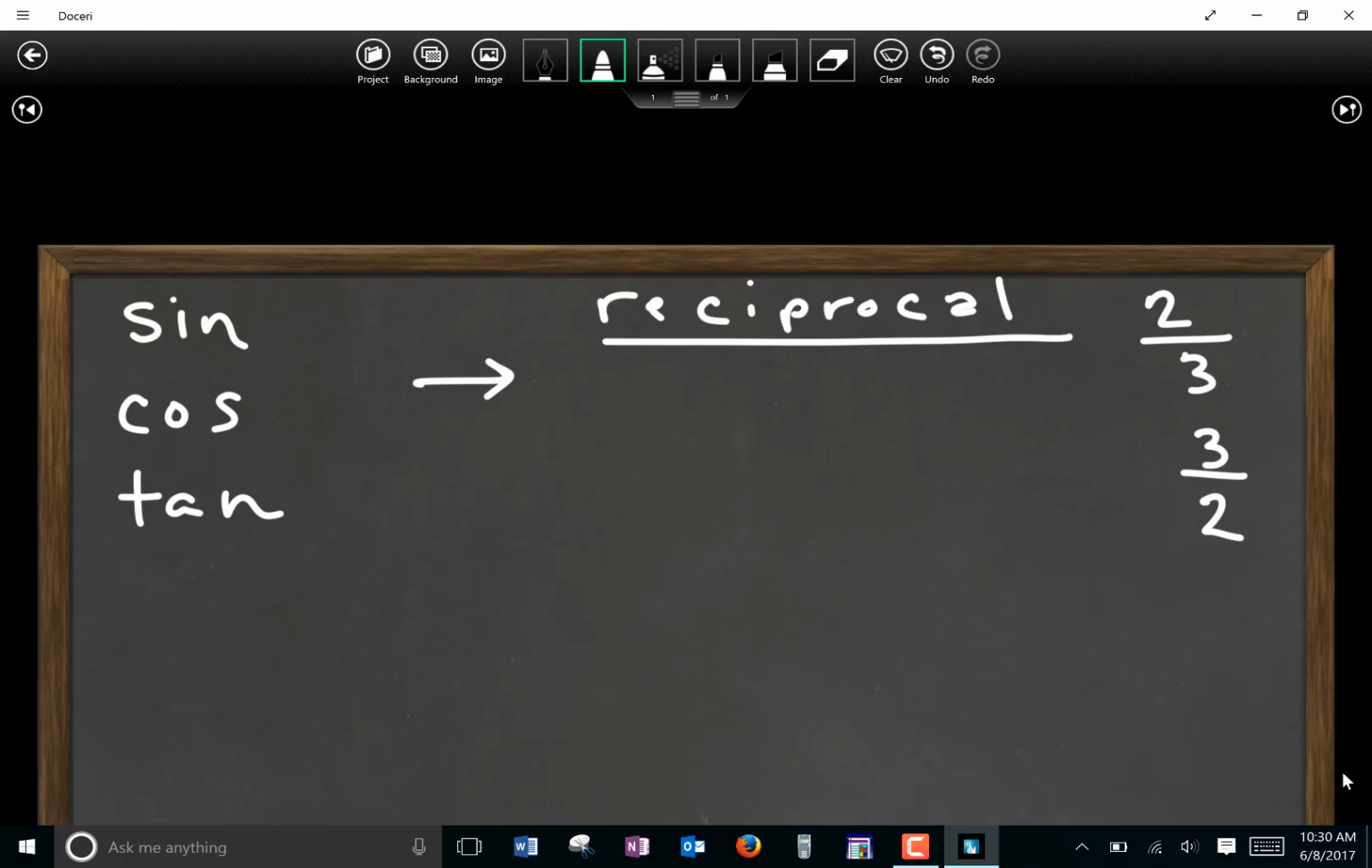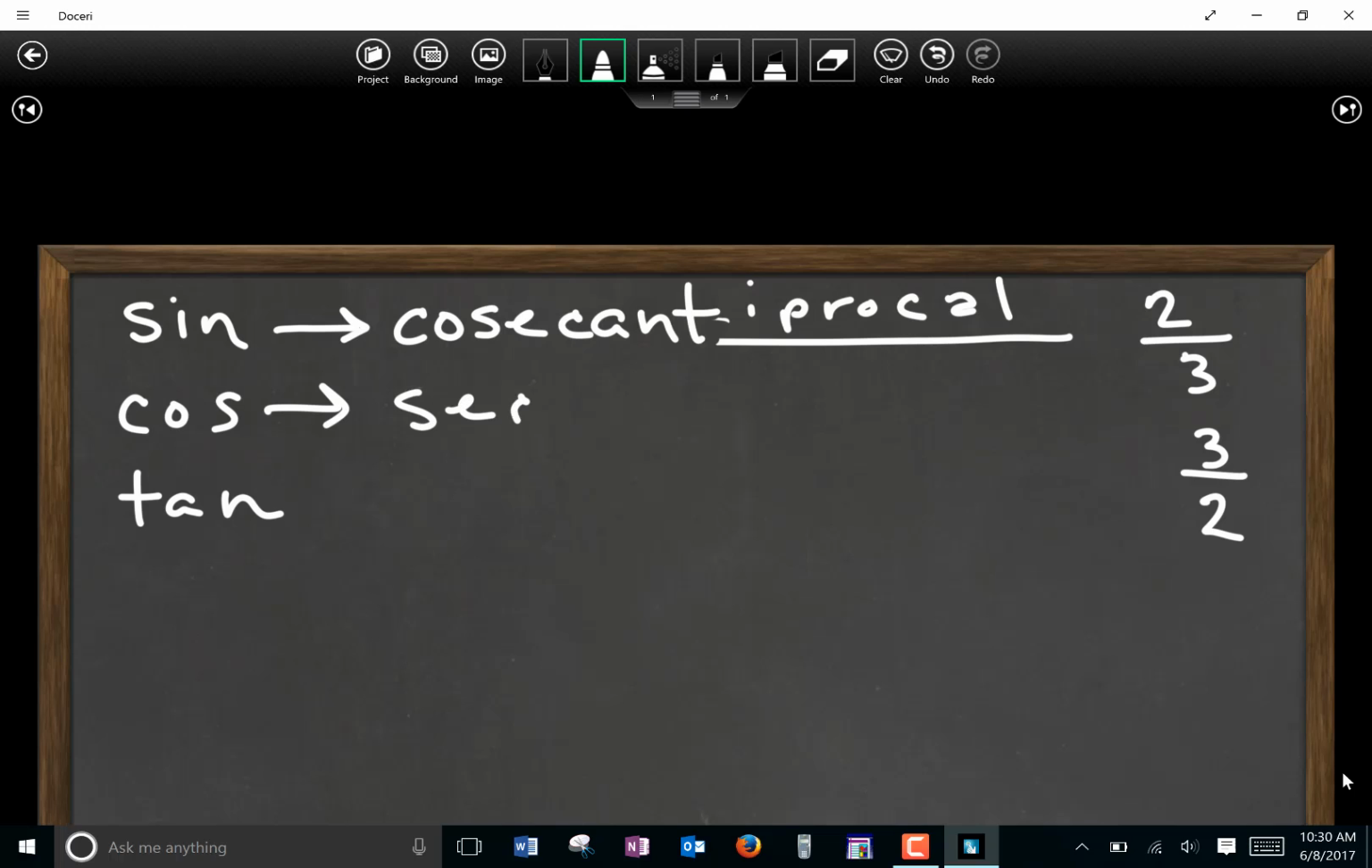So when we start looking at these functions in a little bit, the reciprocal function of the sine function is called the cosecant function. So sine, its reciprocal is called, let's do some erasing here so that I can write some more things out beside it. So it is called cosecant. The reciprocal of the cosine function is called secant. And the reciprocal of the tangent function is called cotangent.